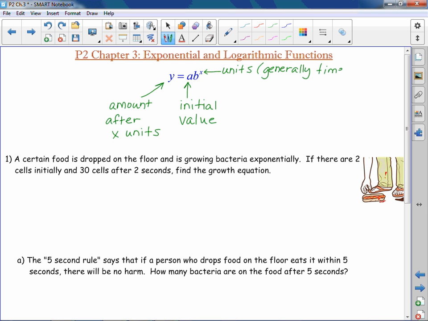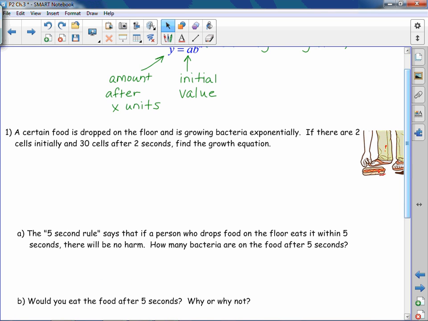So you're going to have a problem on your homework today where it's about music and it's octaves. So it doesn't always have to be time. And b is just going to be some number that we find in each case. All right, let's look at number 1, certain food. In this case, it looks like it's a hot dog.